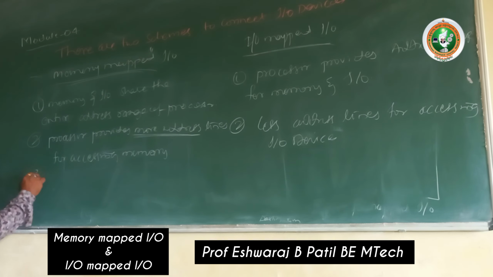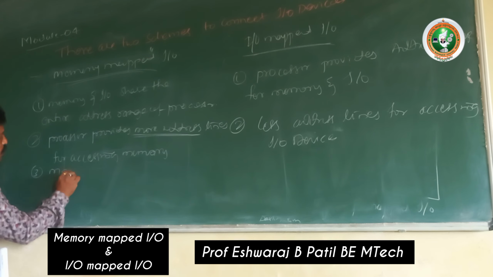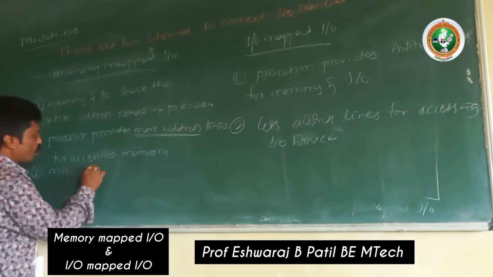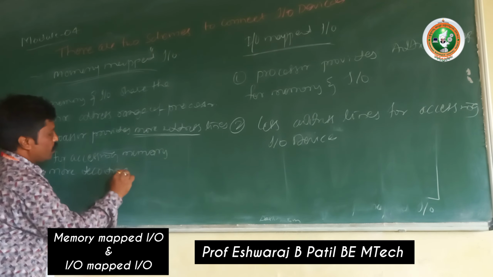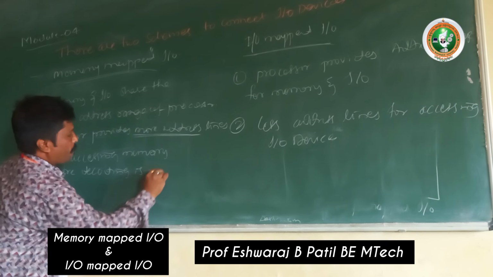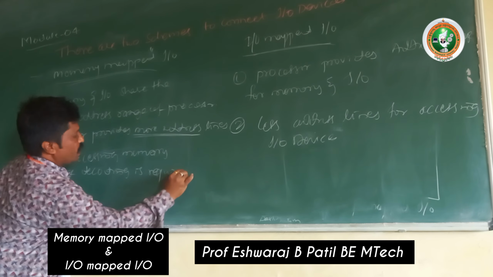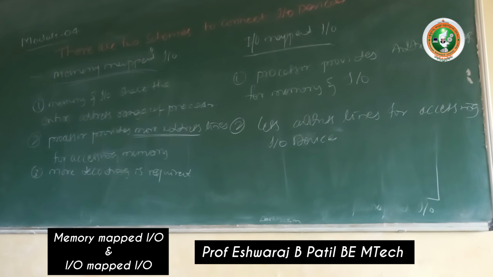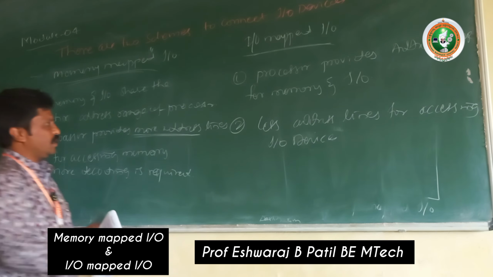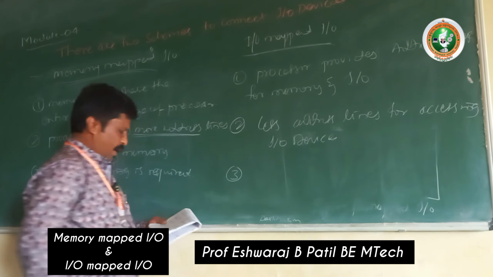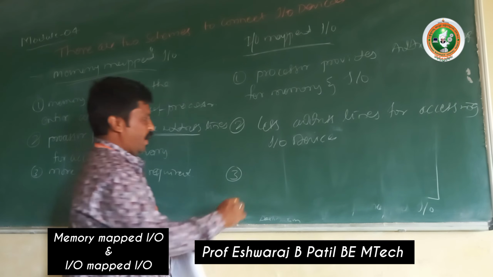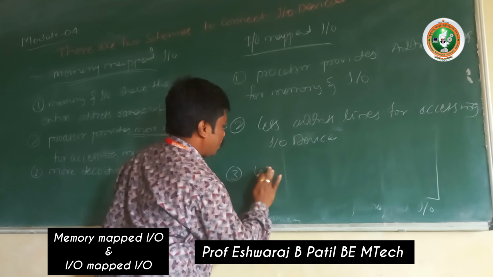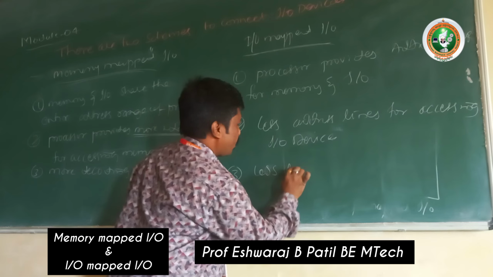Okay, the third one is that more decoding is required, because on a single bus we are communicating with both the memory and the IO devices. On the right side, less decoding is required.